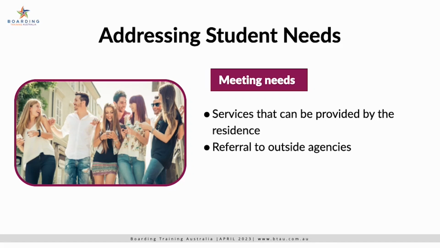There may be other people in the boarding residence who can address that need, like a boarding residence nurse or a psychologist or a counsellor, or you may have to refer that student outside the boarding residence to a professional who is outside the residence. So that could be a health professional, a doctor, a medical service, a hospital. It could be mental health, a counsellor, a psychologist, psychiatrist, anybody like that who can help us address the student needs.